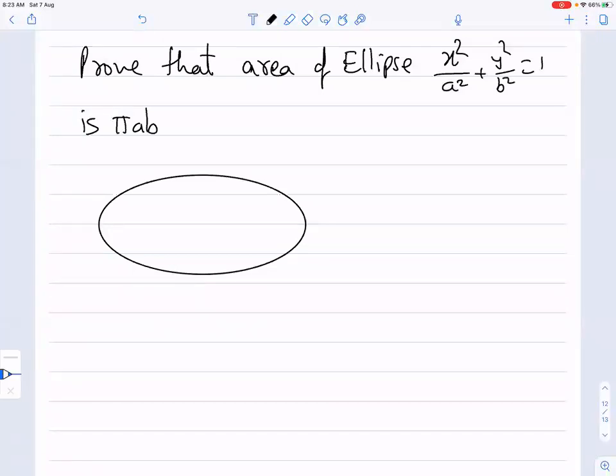Listen to this. Prove that the area of an ellipse is pi ab. So we know how our ellipse is, right? Here also I will do the same thing. Here I will find the area of this particular portion from 0 to a. Again, our integral is the integral of y dx, students.